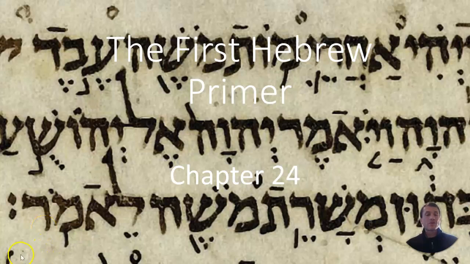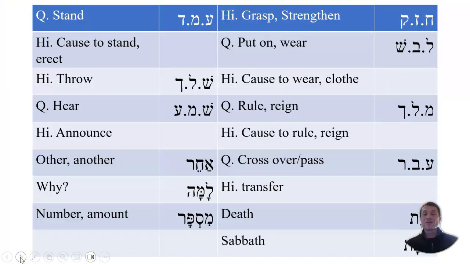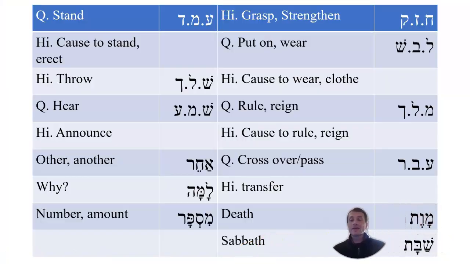Welcome to the First Hebrew Primer, Chapter 24. Let's take a look at the vocabulary for this week. We are in another derived stem, another verb pattern that we're going to learn this week. So we have a lot of verbs that we want to learn another definition of in this new verbal pattern. So let's jump to the upper right.